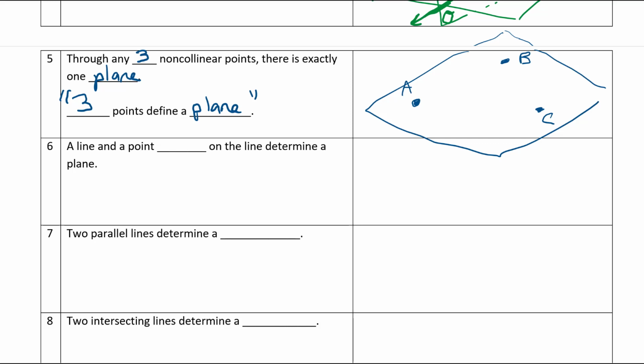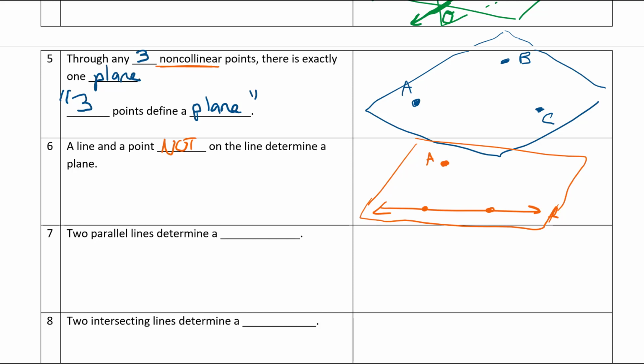Number 6, a line and a point not on that line also determine a plane. So we have a line L, and then we have a point A somewhere off the line. Well, technically, a line L has at least 2 points on it, right? And so the 2 points from the line and the opposite point are 3 non-collinear points, and 3 non-collinear points define a plane. So it's basically the same thing as 5.